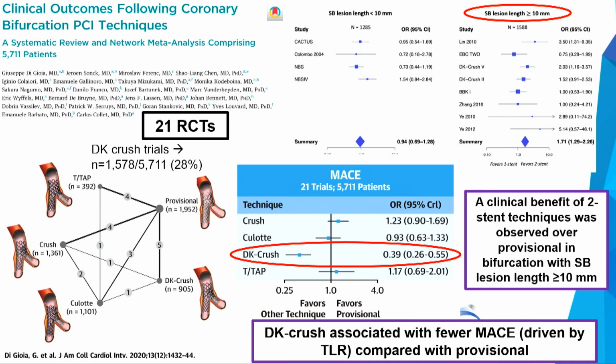What about outcome data? This is an interesting systematic review and network meta-analysis of 21 randomized controlled trials on true bifurcations. It's important to underline that the DK crush trials from East Asia represented 28% of all the patient population. In this study, DK crush was associated with fewer MACE driven by TLR compared with provisional. But digging deeper into the data, we can see that the clinical benefit of the two-stent technique over provisional was mainly due to bifurcations with side branch lesion length more than 10 millimeters, so complex bifurcations.